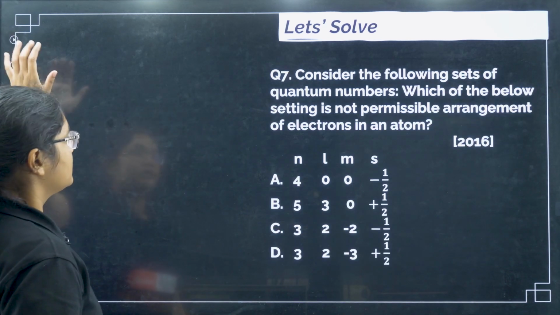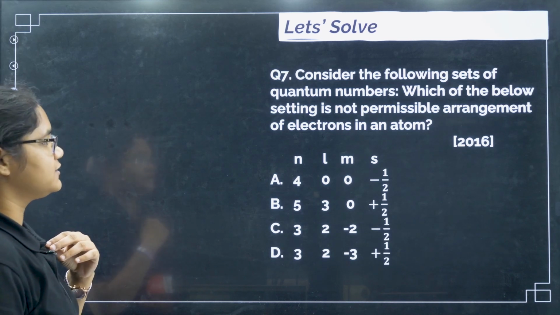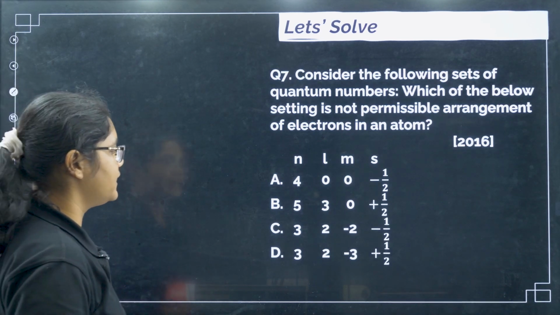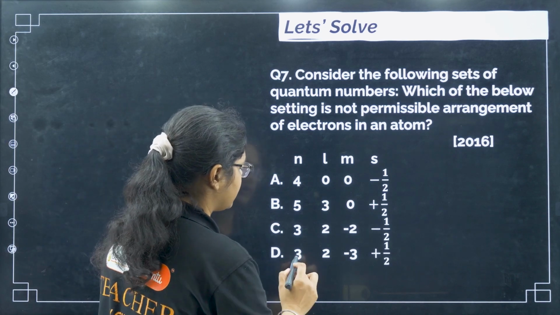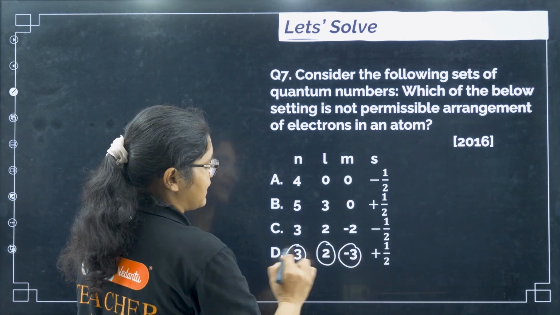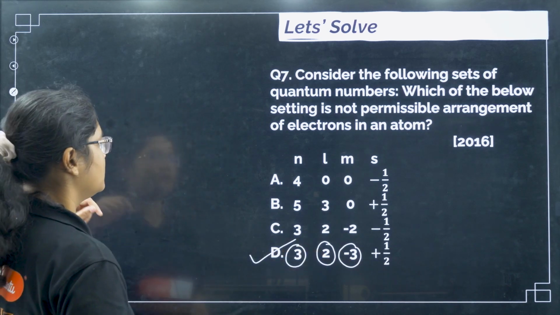Okay. Next, consider the following sets of quantum numbers. Which of the following is not a permissible arrangement? Let us see here. You can see if the n value is 3 and the l value is 2, then the ml value cannot be minus 3. So this is your option number D.